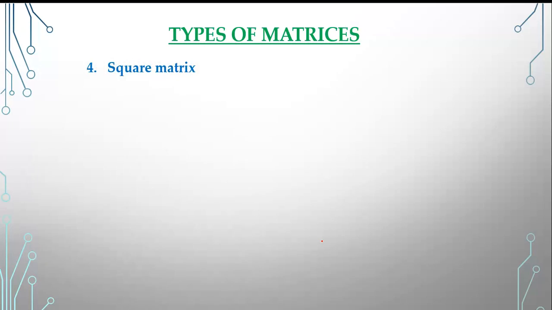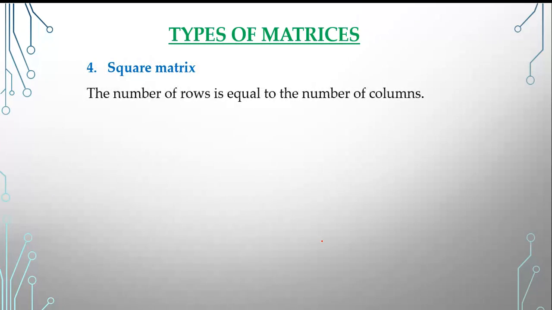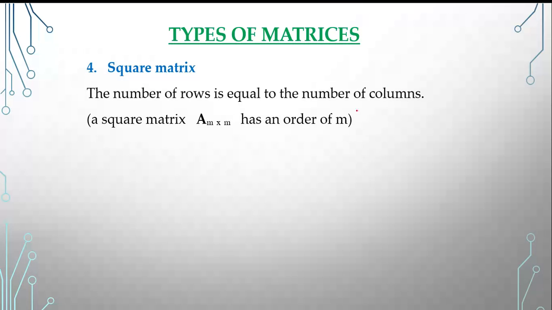Next one is the square matrix. So what is the square matrix? Where the number of rows is equal to the number of columns. So that matrix is called the square matrix. Means suppose, here what will be the order of the matrix? Because here m and n both are same, equal. So order of this matrix is m cross m, right? So we can say that the order is m.